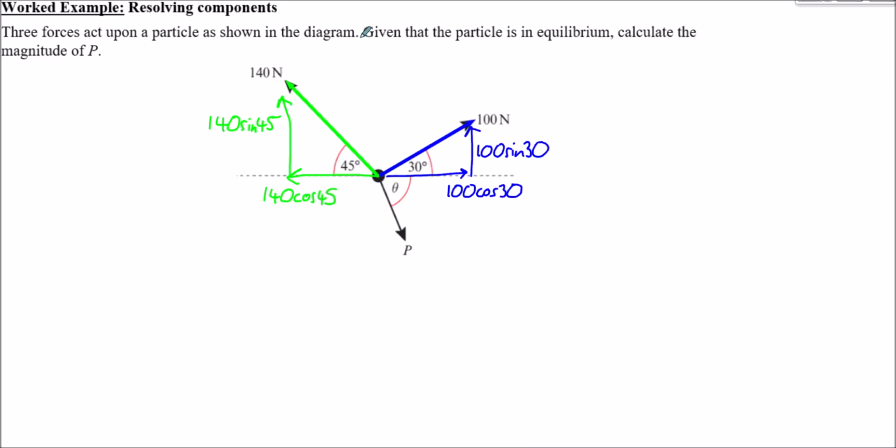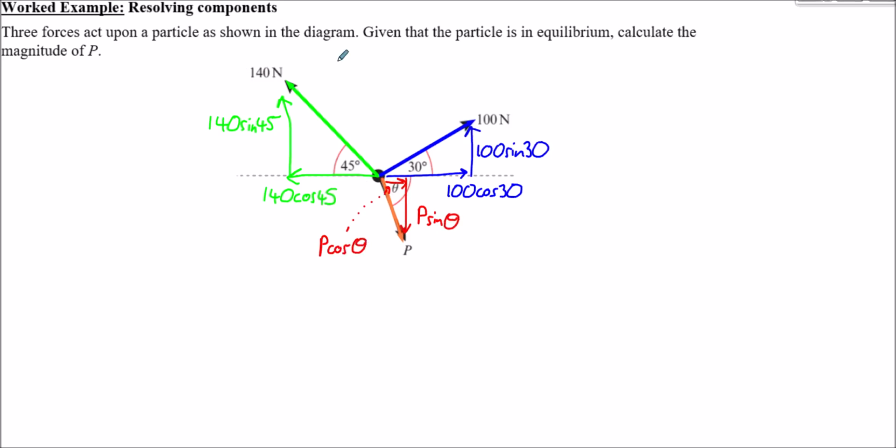Finally, P is the one we want to really work out, magnitude of P. It's acting at an angle of theta, so that means the opposite component will be P sine angle, so just P sine theta, whereas going along, bit of a crowded diagram here again, that's going to be P cos theta going along.